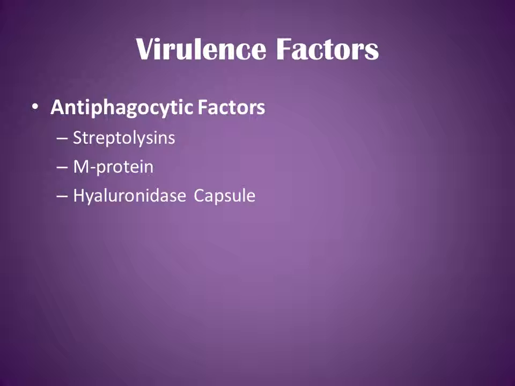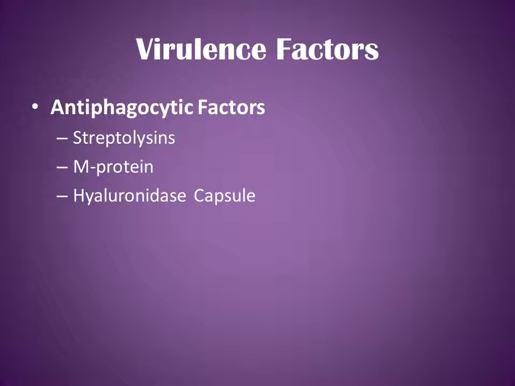S. pyogenes produces streptolysins to help it evade phagocytosis from the body's immune system. These membrane-bound proteins lyse erythrocytes, leukocytes, and thrombocytes. So after Streptococcus pyogenes is phagocytized, it releases the streptolysins in the cytoplasm of the phagocyte, causing the lysosomes to release their contents and lysing the phagocyte. So as a result, S. pyogenes is released.